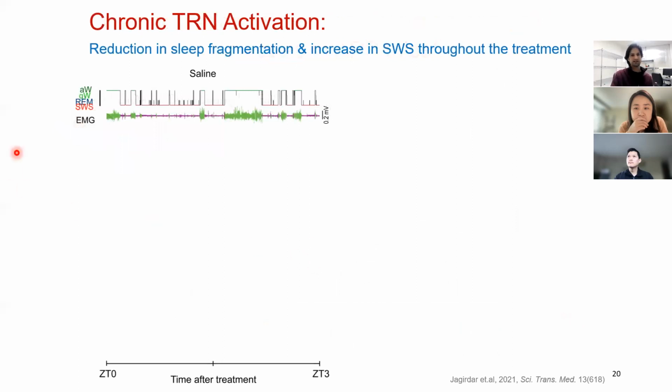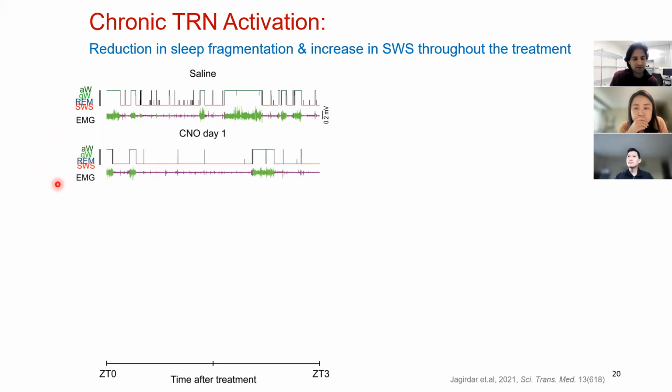So let's look at the sleep, how it has an effect after chronic TRN activation. What we see here is the baseline sleep after saline treatment in APP mouse. Like we have seen with the acute treatment, even in a 2-month-old, even in a 6-month-old, we saw this strong reduction in number of awakenings and increase in slow wave sleep during the first 6 hours. Here I am showing only the first 3 hours.